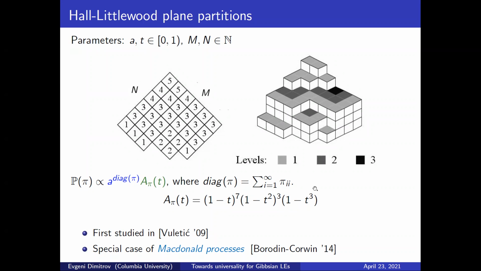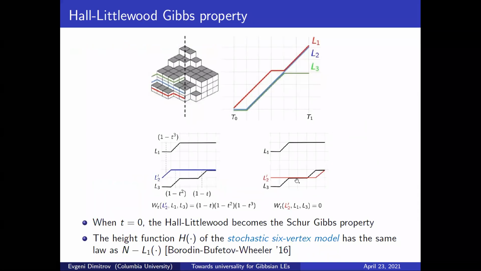Another reason that you might be interested in studying this model is that it naturally has the structure of a Gibbsian line ensemble. Let me explain how that arises. What you're going to do is look at the level lines of your plane partition, and then rotate the picture a little bit so that you get upright paths like the one I have drawn here.